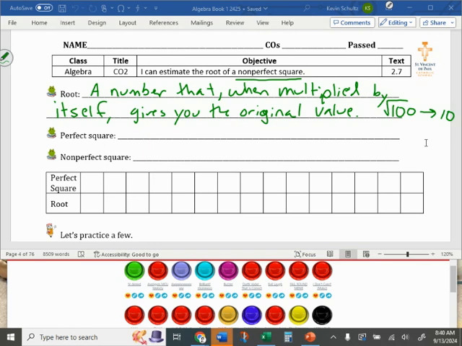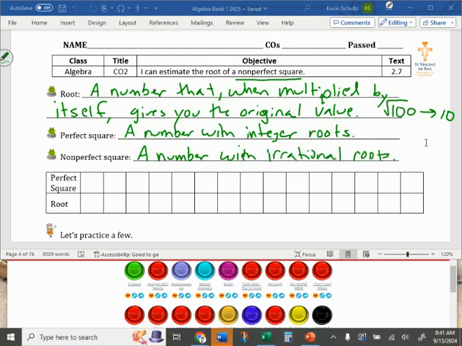A perfect square is a number with integer roots, such as 100. Its root is 10, an integer. 225, its root is 15, an integer. Those are the perfect squares. A non-perfect square is a number, and this is going to be our focus today, with irrational roots. Decimals that go on forever.